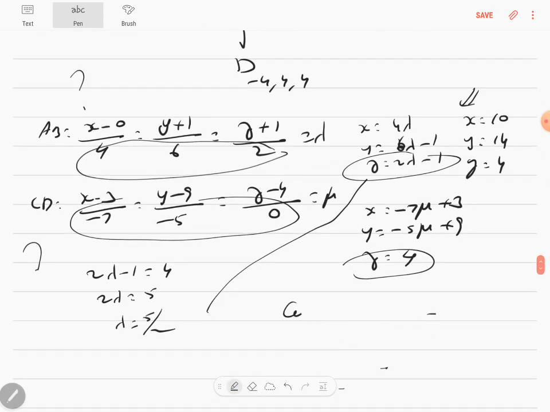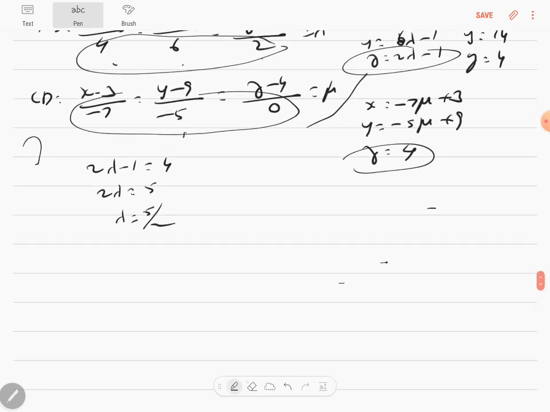If they ask you to find the angle between these, you have to dot: cos theta is equal to (minus 28 plus 30 plus 0) by root of (4 square plus 6 square plus 2 square) into root of (7 square plus 5 square plus 0 square). Just in case, okay? The question continues. You have to do it like this. Can I go to the next question? What's the next question?